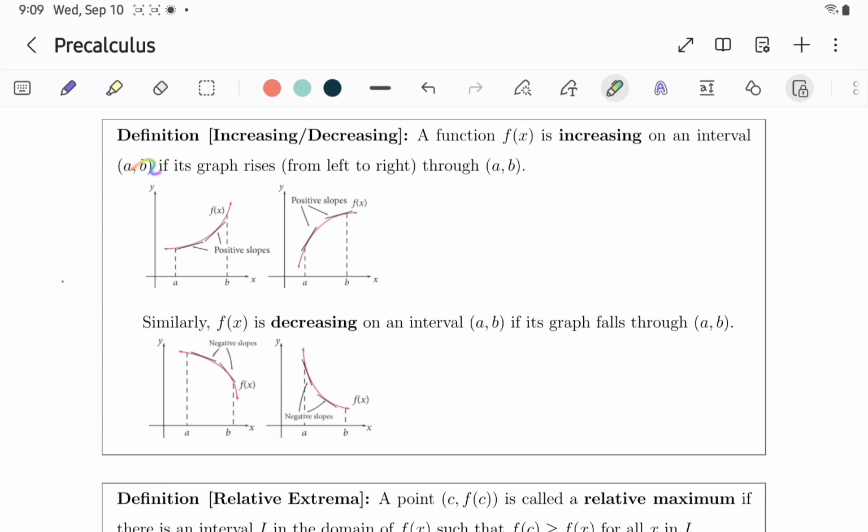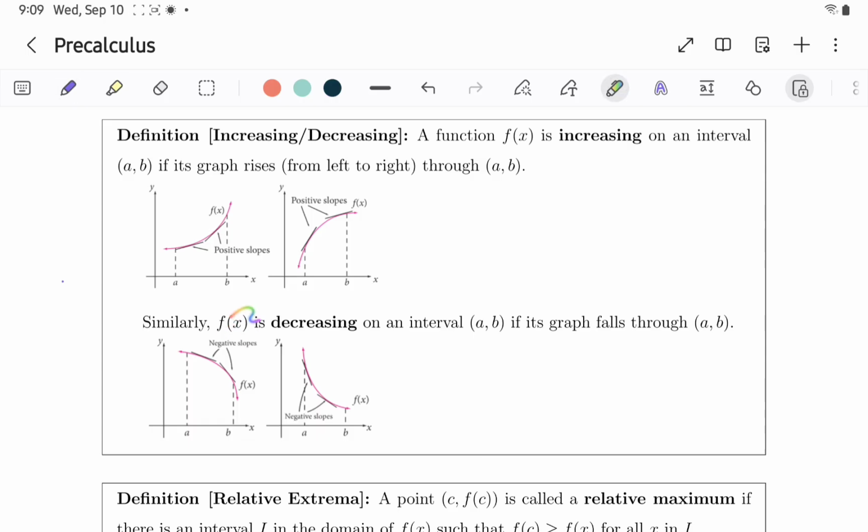And the important thing to notice here about this interval is that we have parentheses at both endpoints. So whenever we're talking about the behavior of a graph, like is the function increasing, decreasing, or constant, we are always going to use intervals that have parentheses at both the endpoints. In other words, the open intervals. All right?